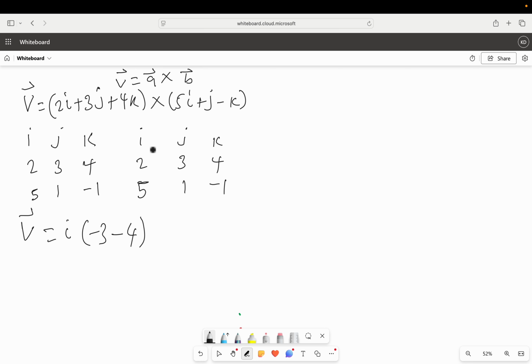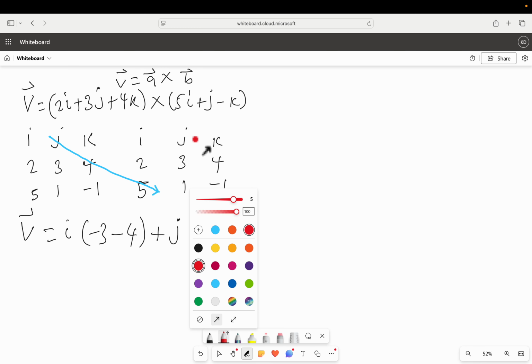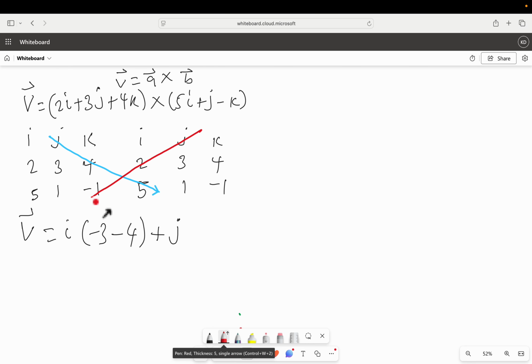So I will move to the second unit vector, which is j. So I will maintain the sign. For the determinant method, you change the sign. So I'll do the same thing. I'll draw a diagonal from left to right with respect to j now. So I will have this, and then I will draw another diagonal with respect to j, but now from right to left. So I will have this.